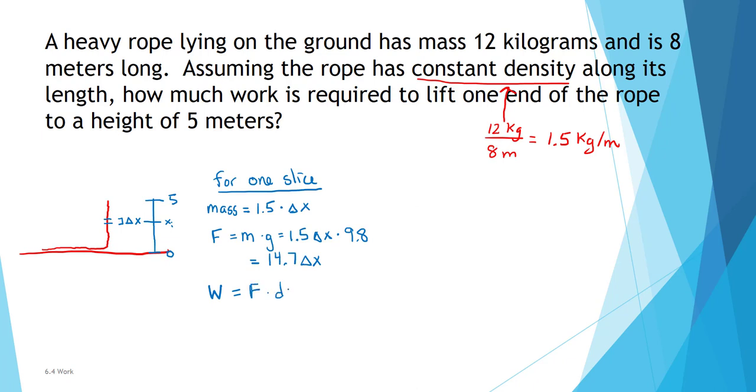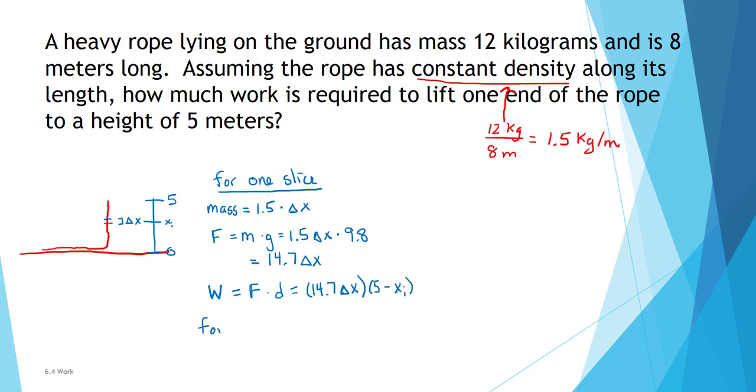Okay, and then the work done to lift that one small section of rope is the force times the distance, which is 14.7 delta x. And then the distance this little slice needs to move is from x sub i up to 5. So 5 minus x sub i.